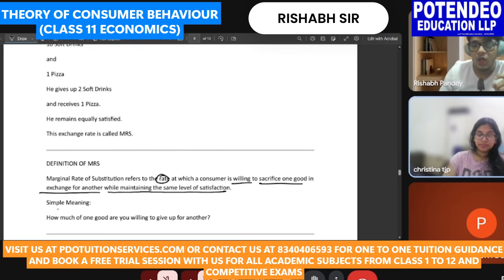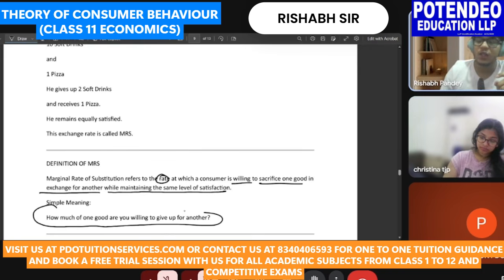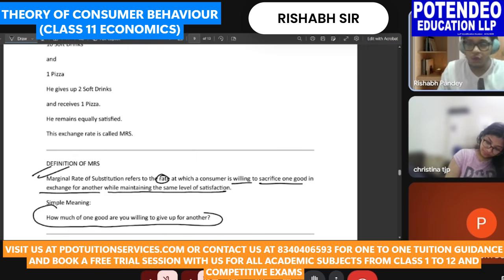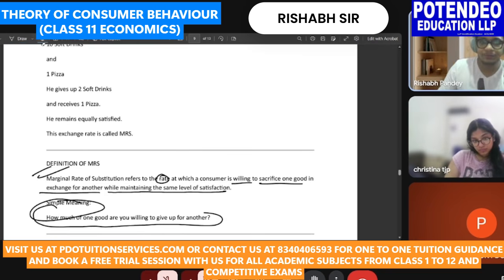In simple terms, how much of one good are you willing to give up for another? How much am I willing to give up the Kit Kat for that Dairy Milk I love, which Christina has. Are we on the same page? Please write this down. You have two definitions. This one I would love if you write in an examination, mock or practice, whatever we have. And this is to understand the second one. Please write this down. Give me a heads up once you're done.